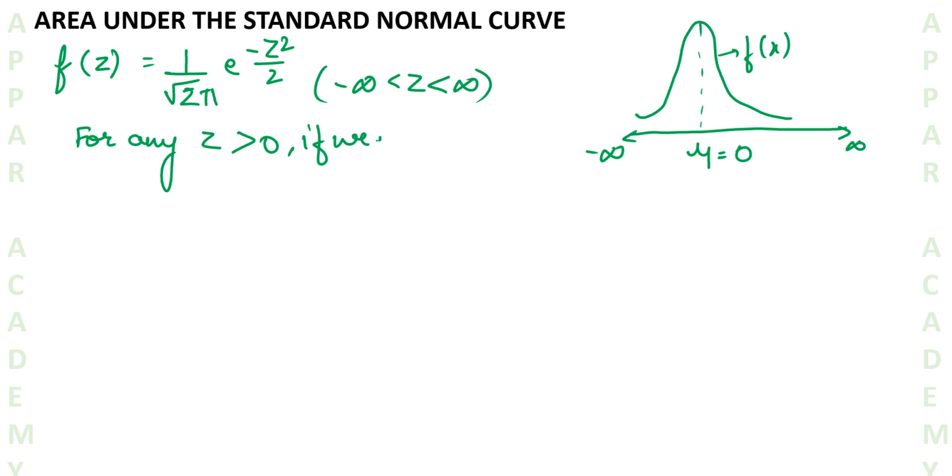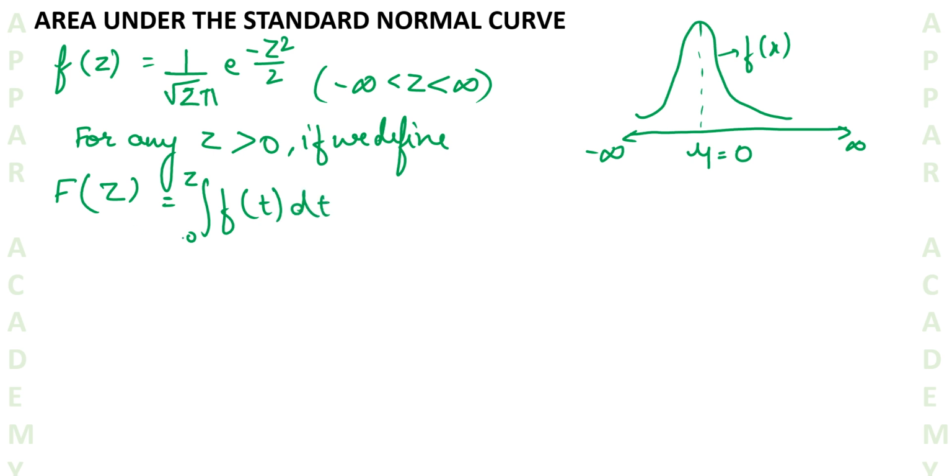If we define capital F of z is equal to the integral from 0 to z of f of t dt. So why did we take this as basically greater than 0? Simply because our lower limit is 0, so it cannot be less than 0. The upper limit has to be greater than the lower limit. So we are taking it from 0 to z, f of t dt.